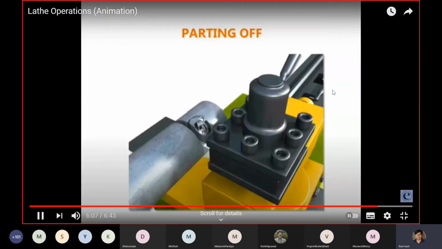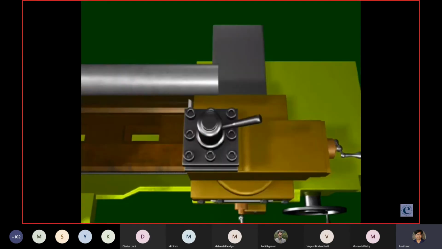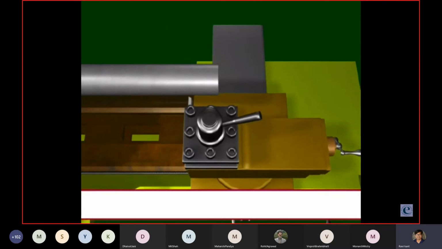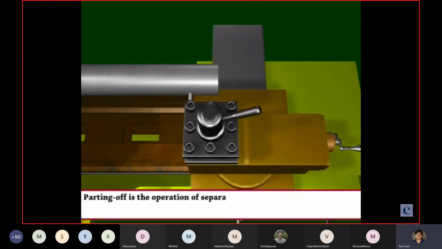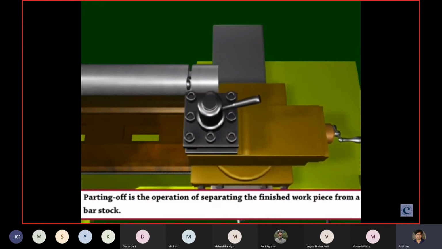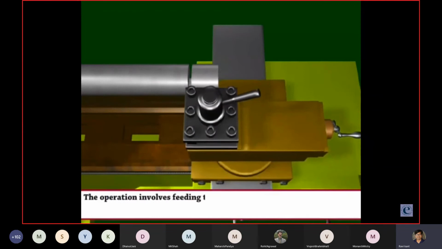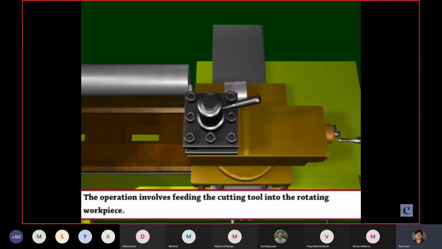Parting off. In this video, we will discuss the parting off operation on the lathe. Workpiece, cutting off tool. Parting off is the operation of separating the finished workpiece from a bar stock. The operation involves feeding the cutting tool into the rotating workpiece.